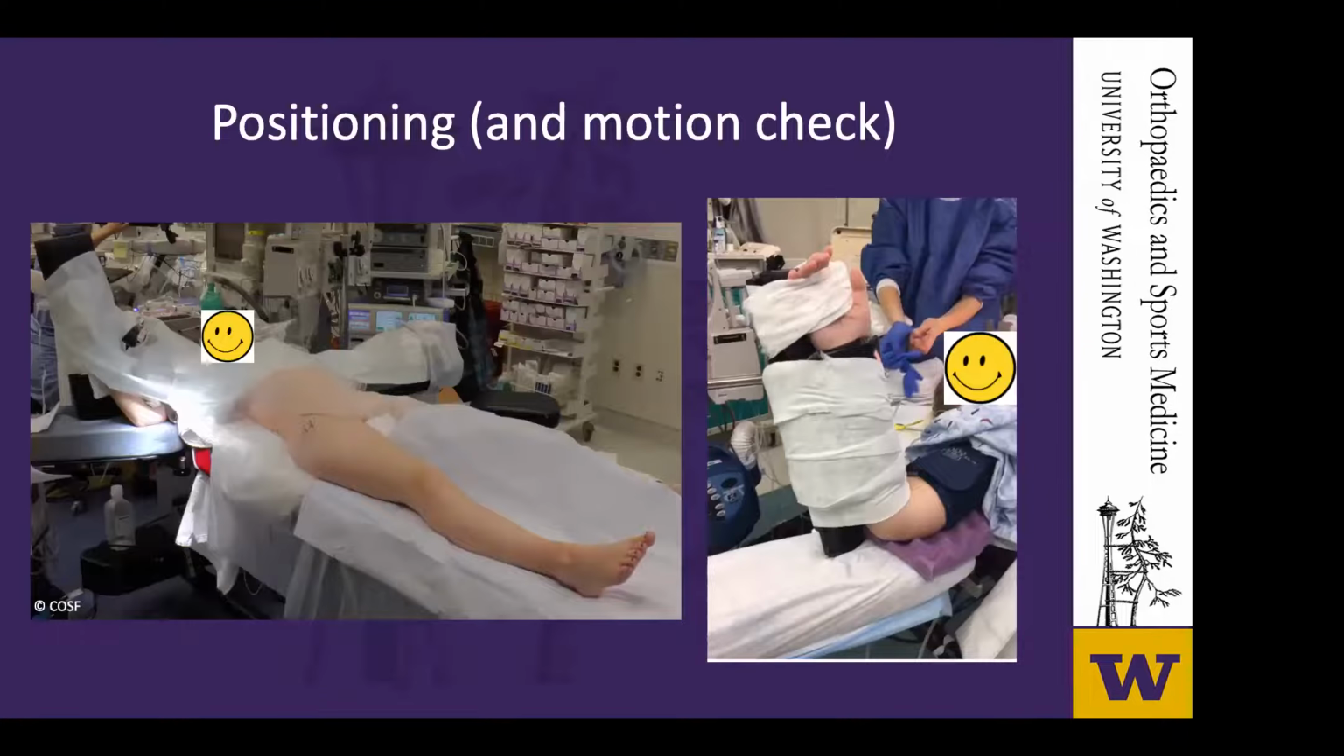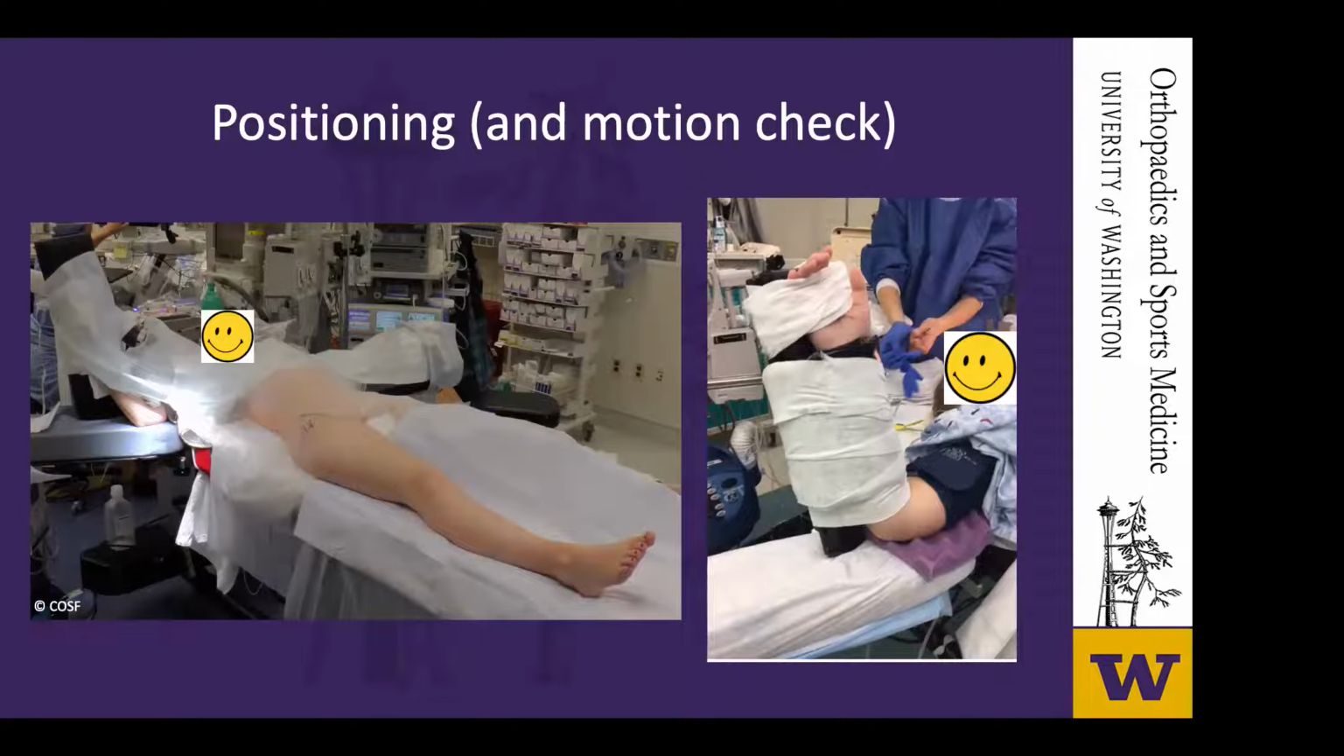The patient is positioned supine on a radiolucent table. The ipsilateral arm is positioned with the elbow flexed and secured out of the way to allow for easier access to the posterior column cut. The entire hindquarter is draped free. Preoperative range of motion is checked under anesthesia.